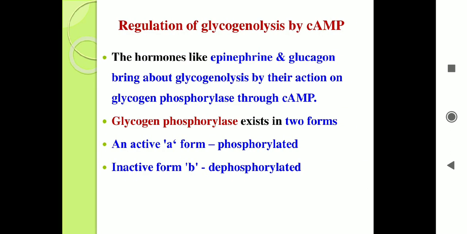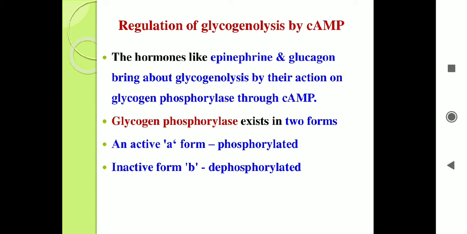Okay, now the second point you can say, moving on to the regulation of glycogenolysis by cAMP. Glycogenolysis is another pathway, right? So it can be regulated by hormones like epinephrine and glucagon, which bring about glycogenolysis by their action on glycogen phosphorylase through the cAMP.